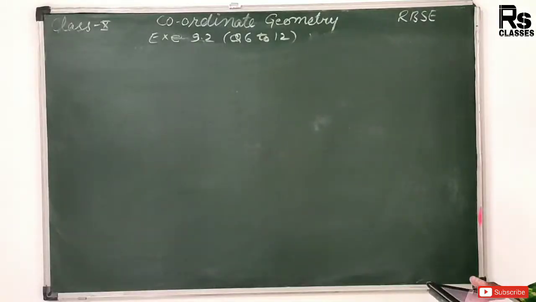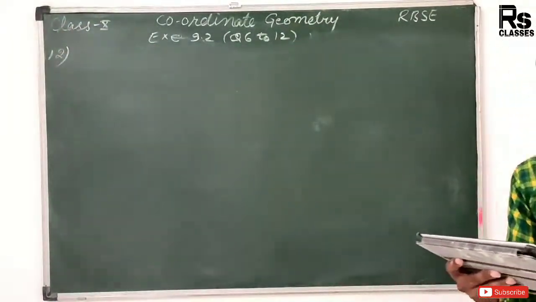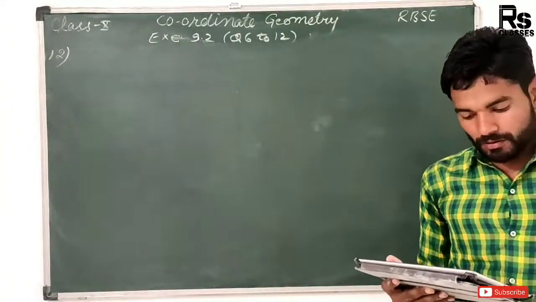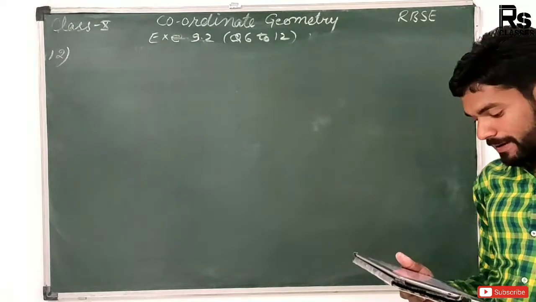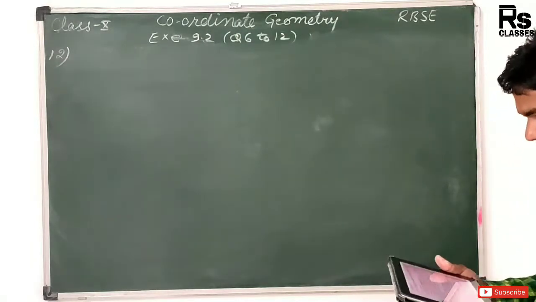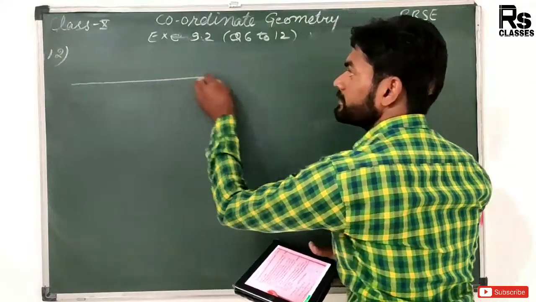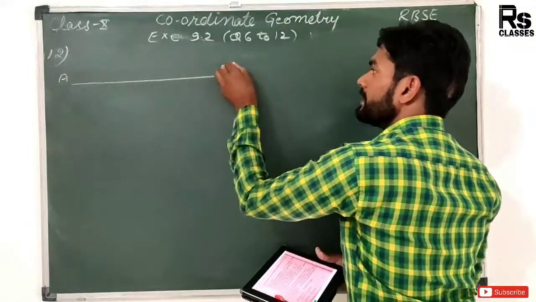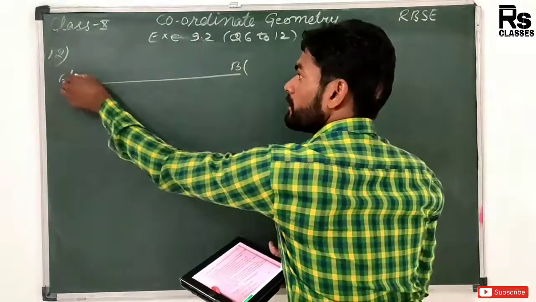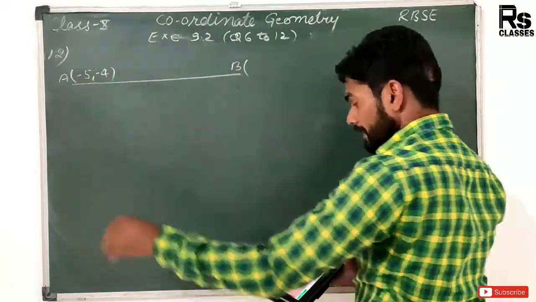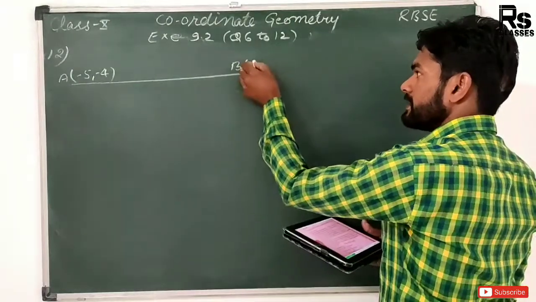Now next question, question number 12. Find the ratio in which point -3 comma p divides internally the line segment which joins point -5 comma -4. A line segment is given. Let's suppose it is A and it is the point B. Coordinates are -5 comma -4 and -2 comma -3.